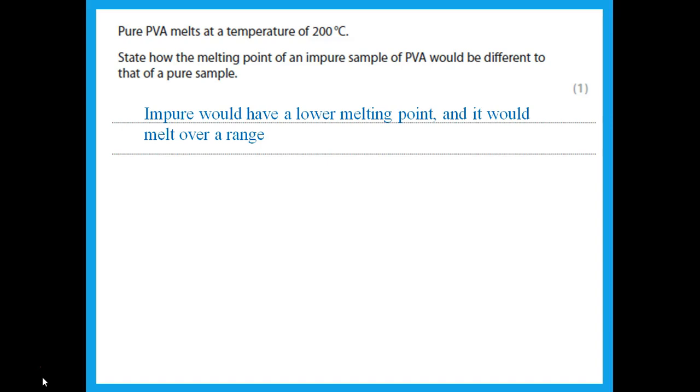Remember, this is melting point. Impurities make the melting point lower, but they make the boiling point higher. So we're talking about melting point, then it will make the melting point lower and it will melt over a range. It will not melt at a fixed temperature.